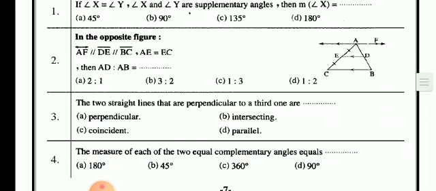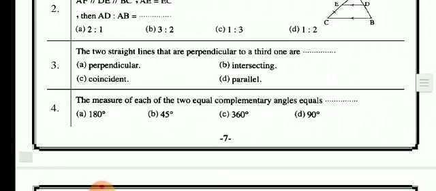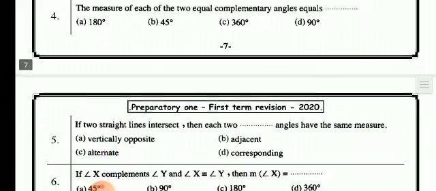If the ratio between AD and DB equals, yes, AD and all of AB, 1 to 2. Two straight lines that are perpendicular to a third one are parallel. The measure of each of two complementary angles, each of them equals 45.